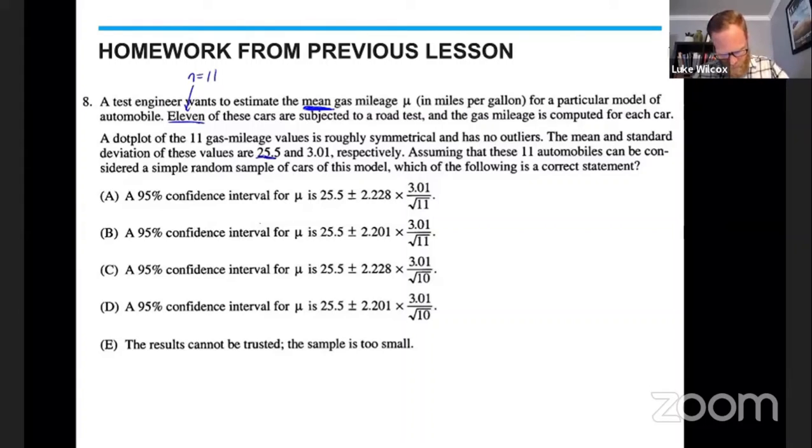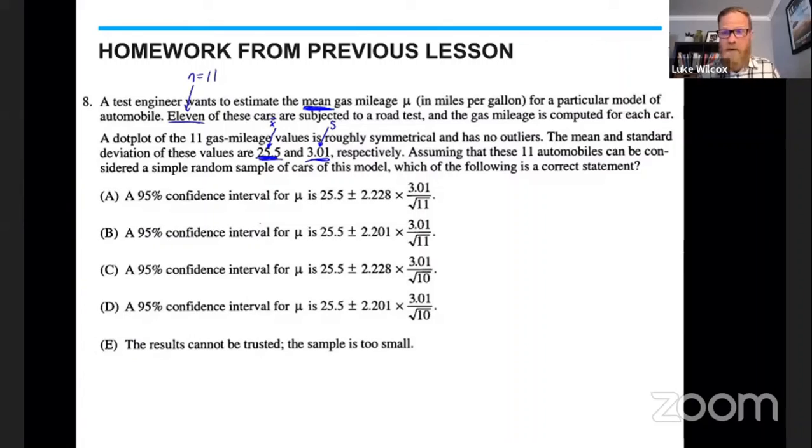Okay, let's pause right there and make sure that we know exactly what we're getting here in the problem. This 25.5 is a mean, but because it's a mean calculated from a sample, we are going to call that x bar. And then the 3.01 is a standard deviation, but it is the standard deviation of a sample, so I'm going to be using s there. And it says, assume that these 11 automobiles can be considered a simple random sample of cars of this model. Which of the following is a correct statement?